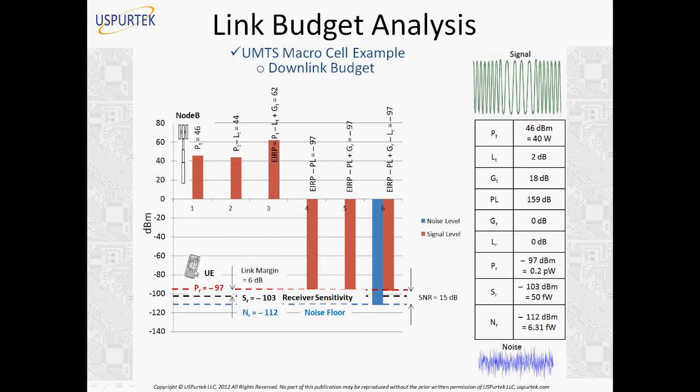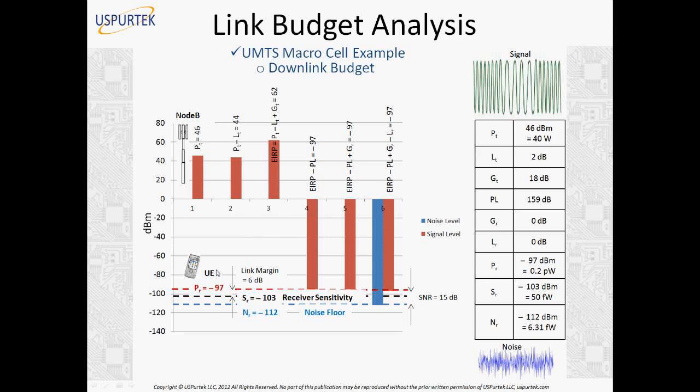Or we make our handsets very sensitive. Here the sensitivity is -103. Let's make them more sensitive. Let's see that the sensitivity is reduced to -110 or something like that. But that will add to the cost of the handset.